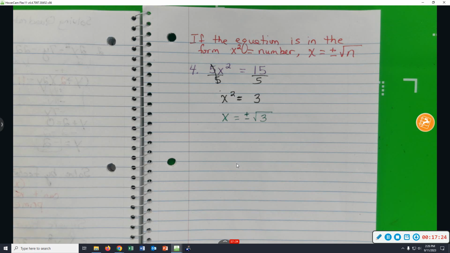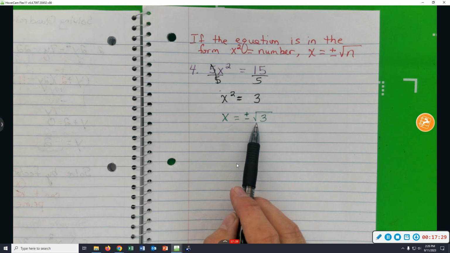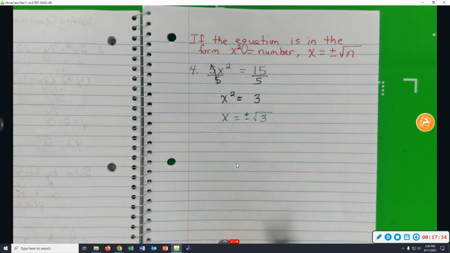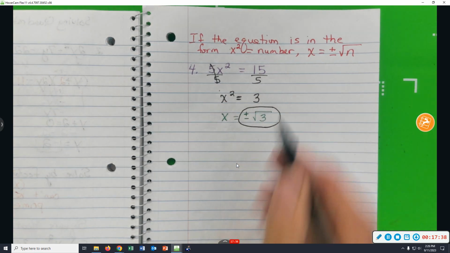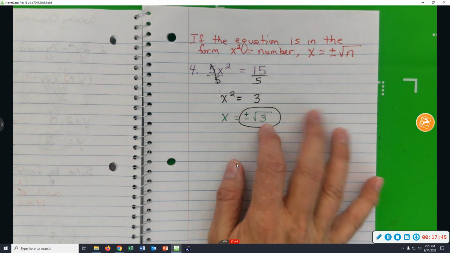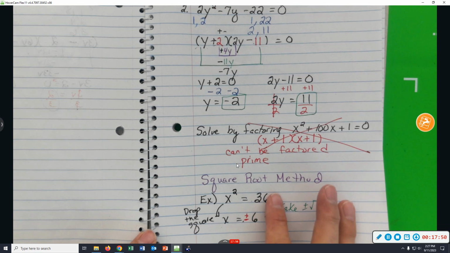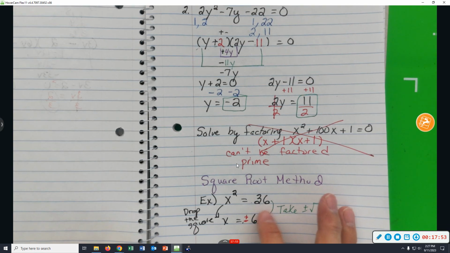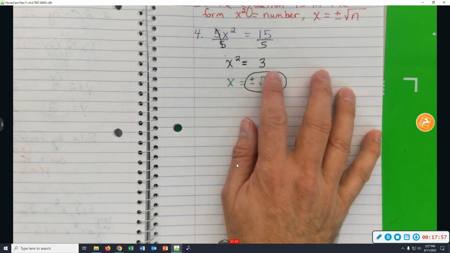That's how we started the semester, with simplifying square roots. Can I simplify the square root of 3? No, there's nothing you can do to simplify the square root of 3. So there's your answer: plus minus square root of 3. You might be thinking, well, why are you leaving it like that here, whereas over here we knew the square root of 36? Don't leave it as plus minus square root of 36. If you can simplify the square root, simplify.